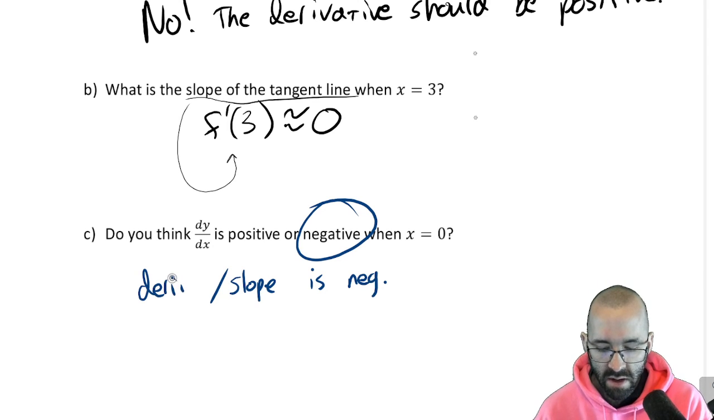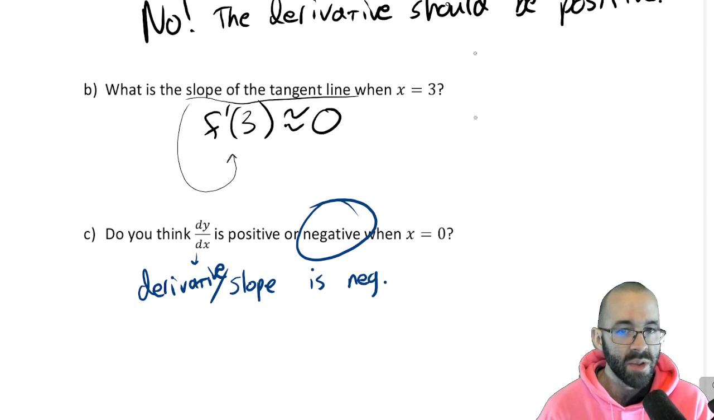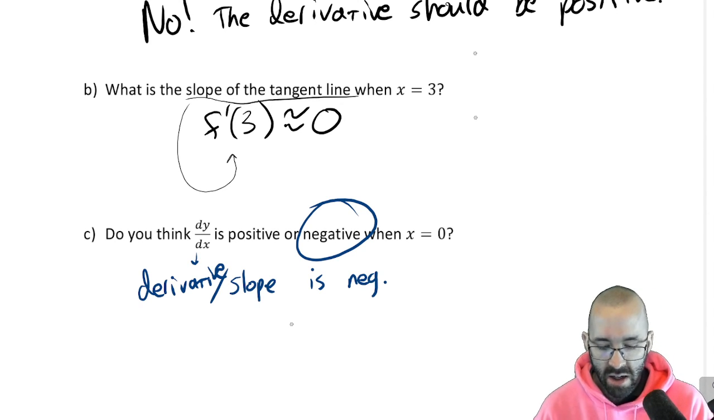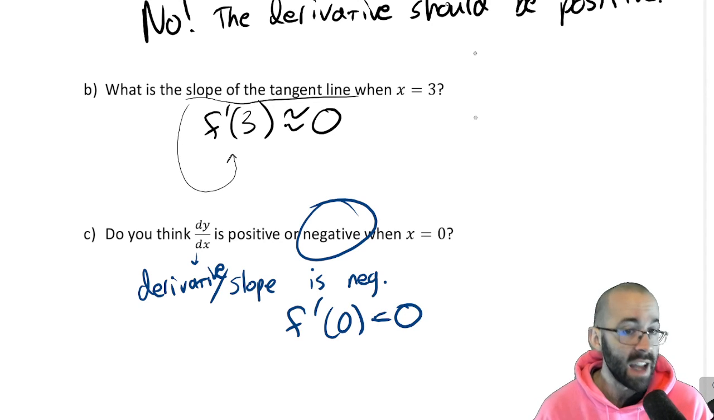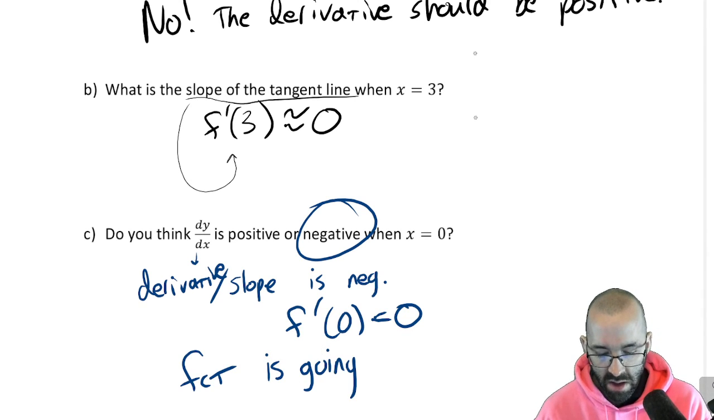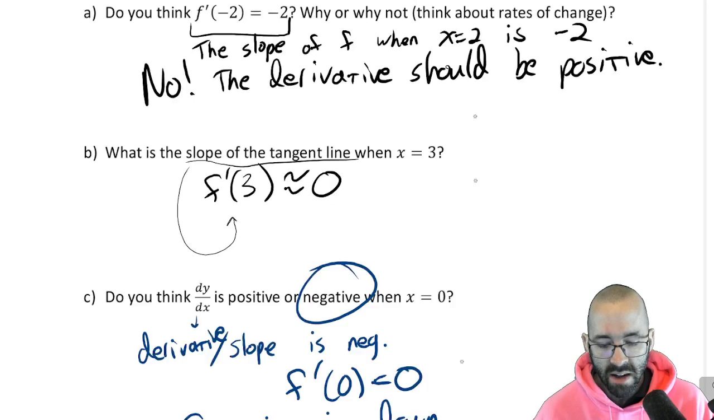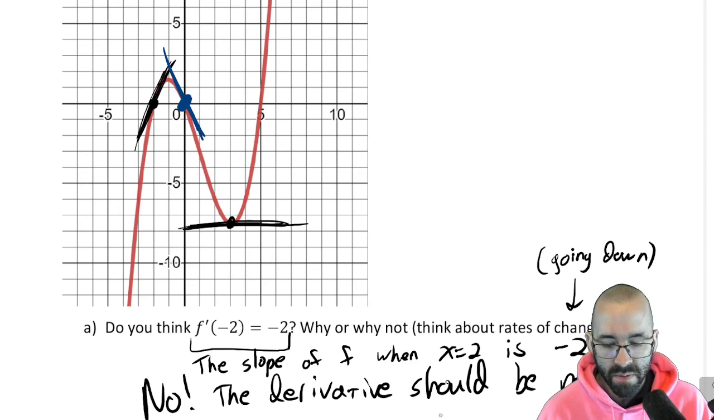Derivative, same thing as slope. Dy dx literally means derivative. All these concepts are all kind of the same. We could say that f prime of 0 is negative this way. Say the function is going down. These are all explanations for our answer. Okay? That's really what we're doing here.